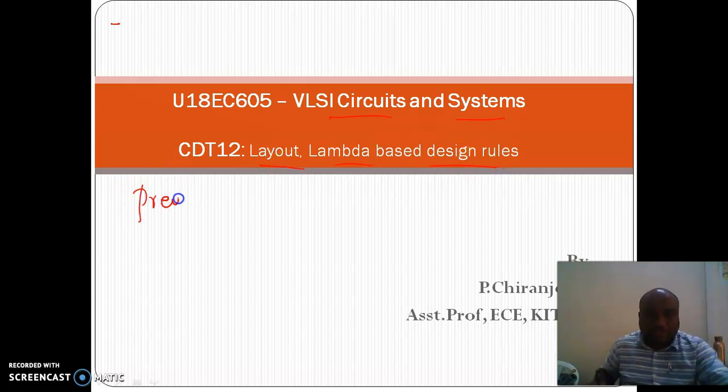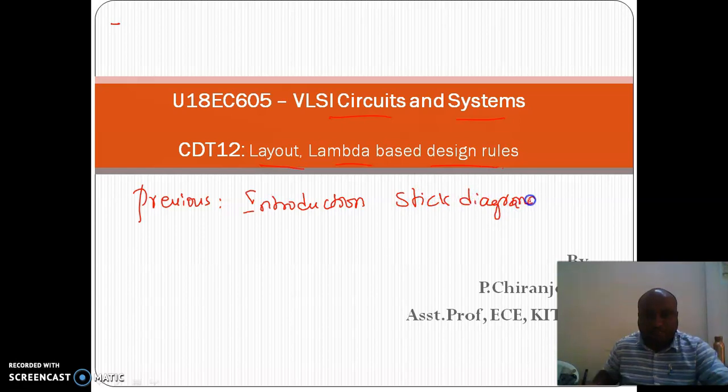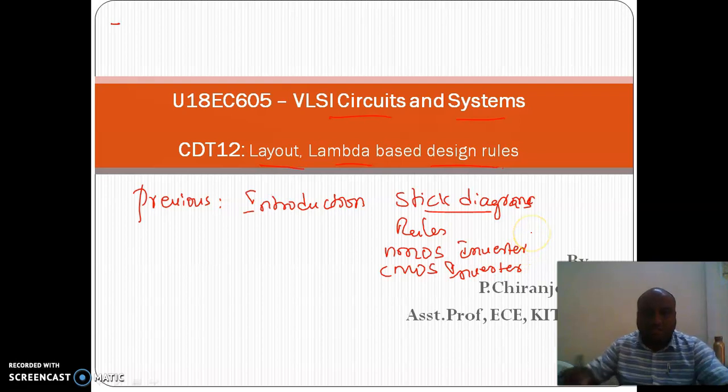In the previous topic, we discussed the introduction to stick diagrams: what is meant by a stick diagram, the rules to draw a stick diagram, the NMOS-based stick diagram and its inverter stick diagram, and the CMOS rules to draw a stick diagram, and the CMOS inverter stick diagram, which we have completed.